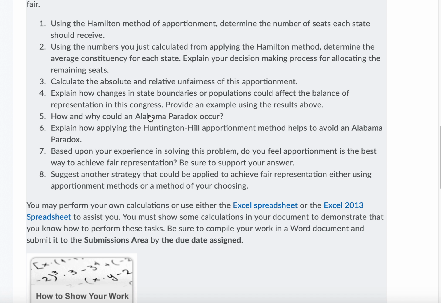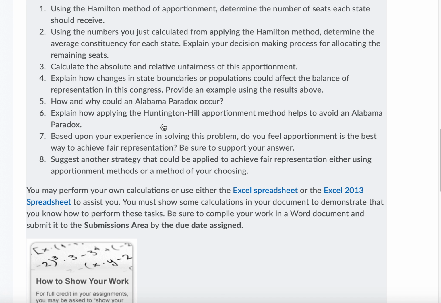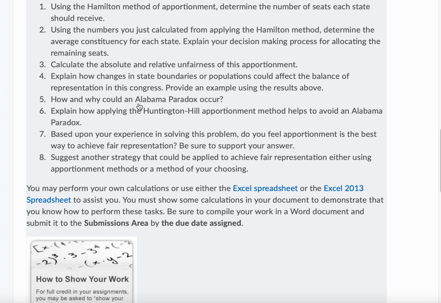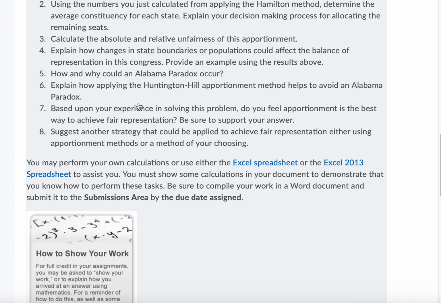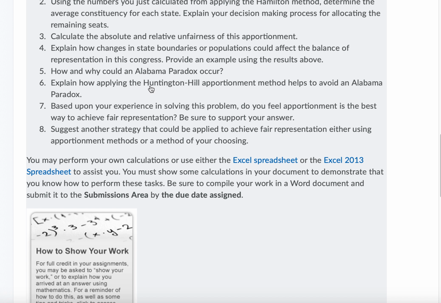Then I want you to research the Alabama paradox. I want you to research that, and I want you to cite your source and explain how and why that could occur and how it would impact giving the reps. Then I want you to research the Huntington-Hill apportionment, cite your source, and explain how it helps you avoid the Alabama paradox.